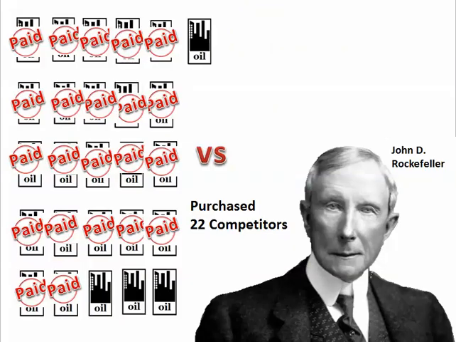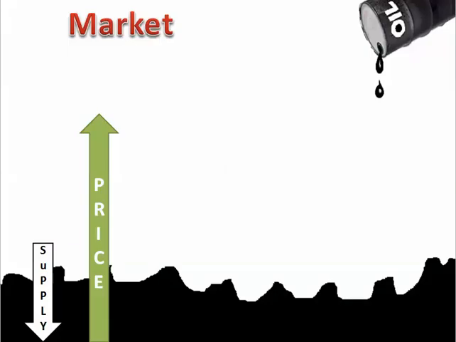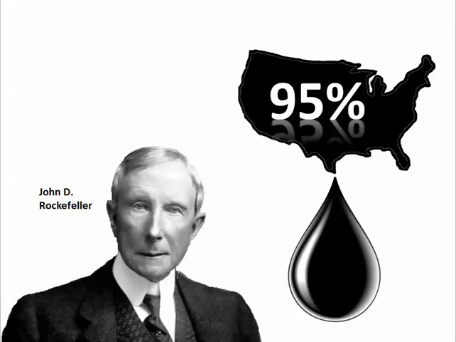So he does it. He actually goes out and buys out 22 of the 26 competitors he had. He took all his money and bought out 22 of his competitors. And in doing that, he controls the supply of oil. So if he keeps the supply low, it drives prices up. And so he's going to control this market and control the price of oil. By doing that, he also controls 95% of the oil production within the United States. So that makes him a monopolistic entrepreneur.